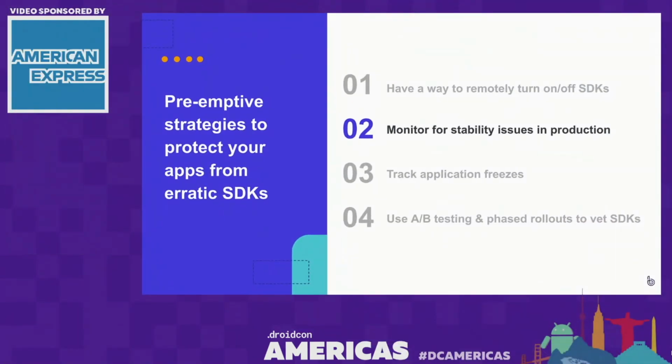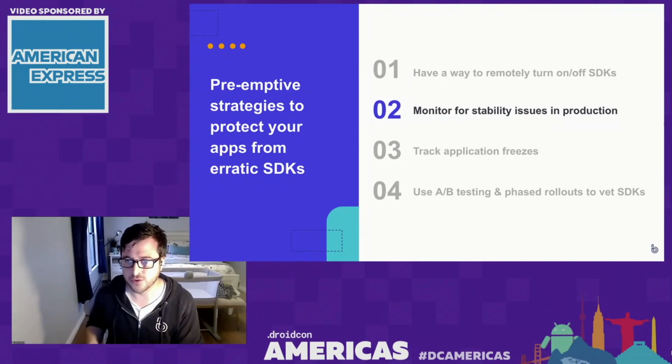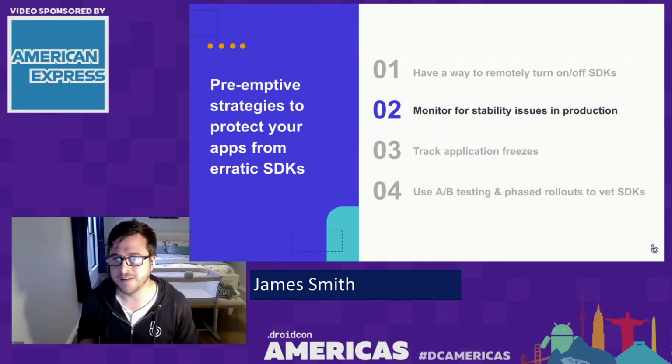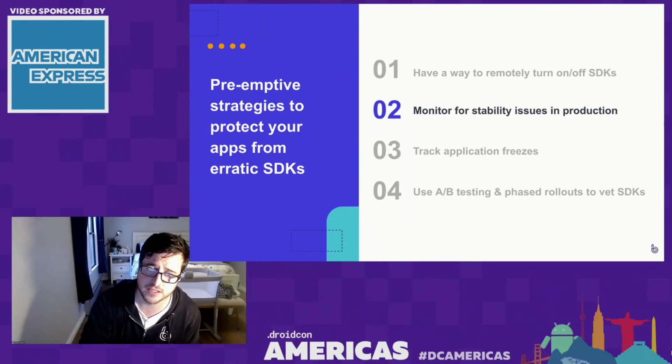If something's broken, you want the ability to turn it off. So what if you can't do that? Or what if you've done that and you want to make sure that you know when there's a problem? In fact, what if you want to know when to turn it off? Well, this should be obvious, again, to most people, but you should monitor for stability issues in production releases or any releases that are in the hands of your customers.